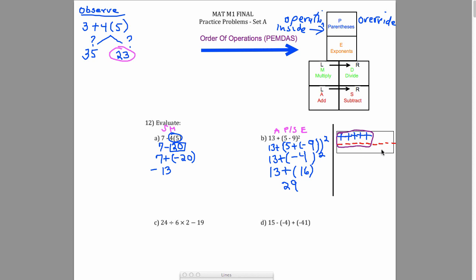And we're left with 4 negatives. So I hope that helps.